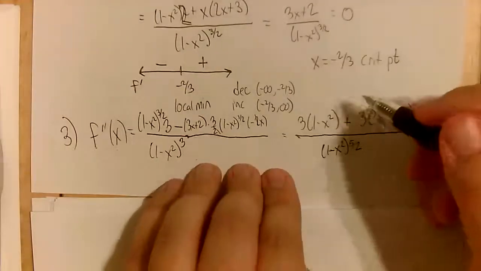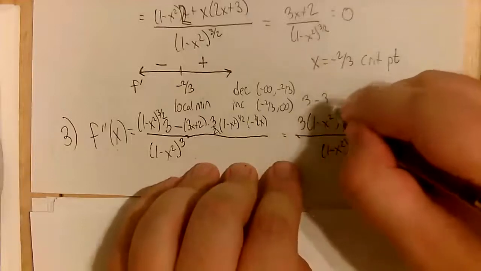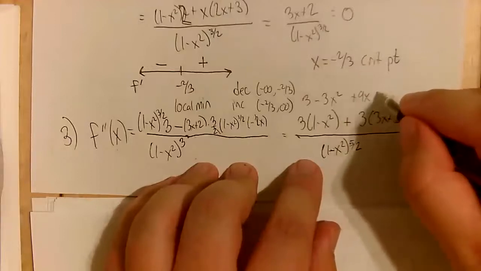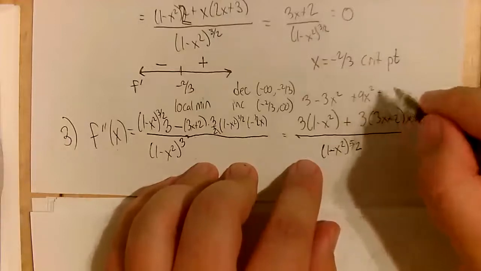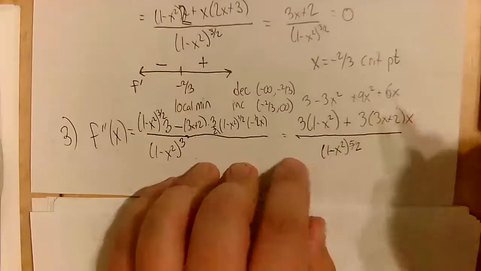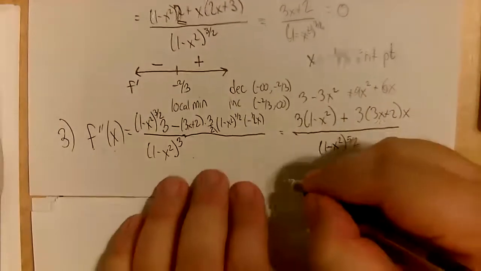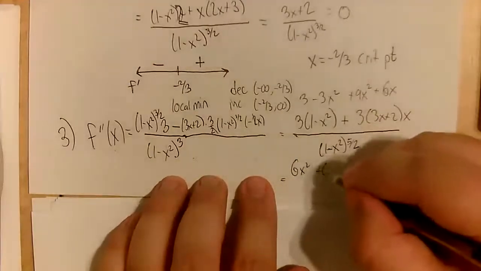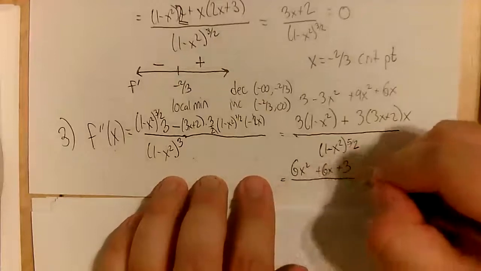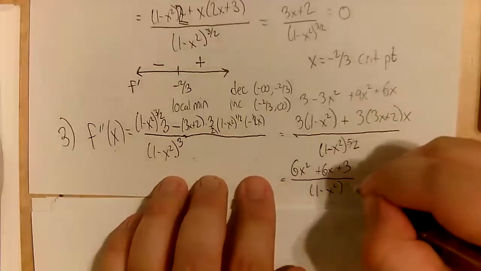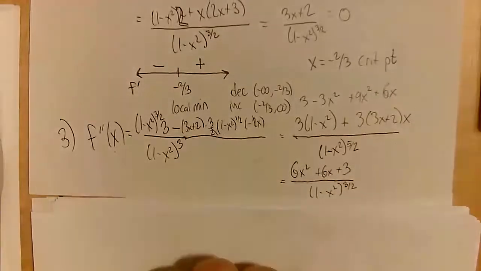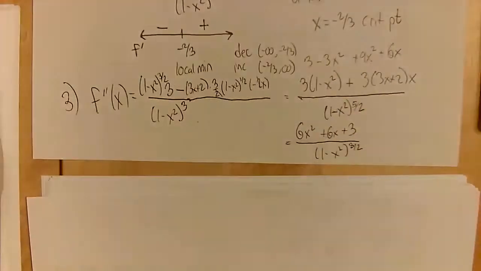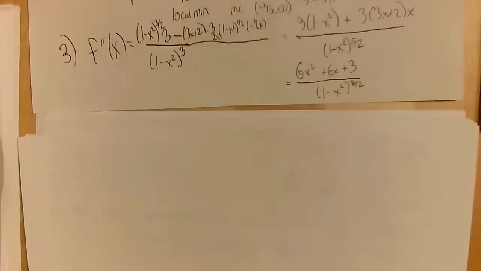Next, let's go ahead and FOIL everything on the top and then combine. So we have 3 minus 3x squared plus 9x plus 9x squared, excuse me, plus 6x. All right, so this is going to give us in total 6x squared plus 6x plus 3, all divided by this 1 minus x squared to the 3 halves. All right, that's about as nice as we're going to be able to get our second derivative. I suppose we could factor out a 3 if we'd like, but that's not too big of a deal.